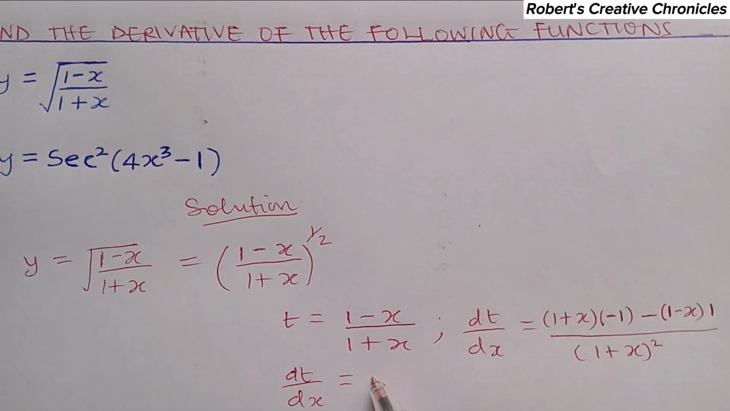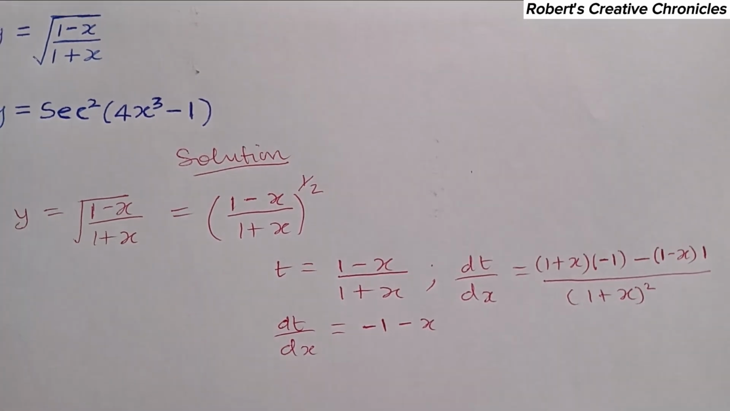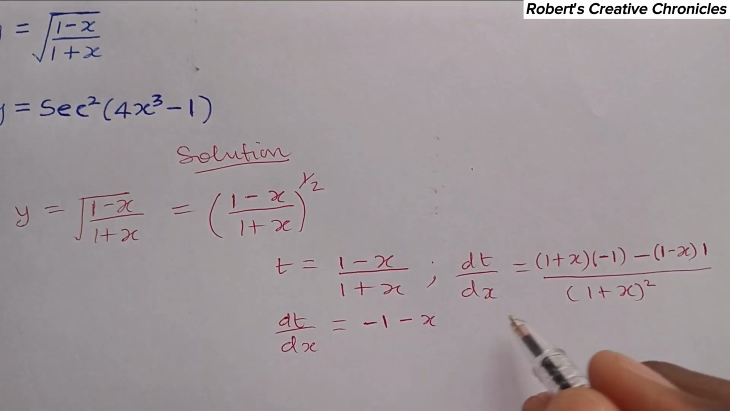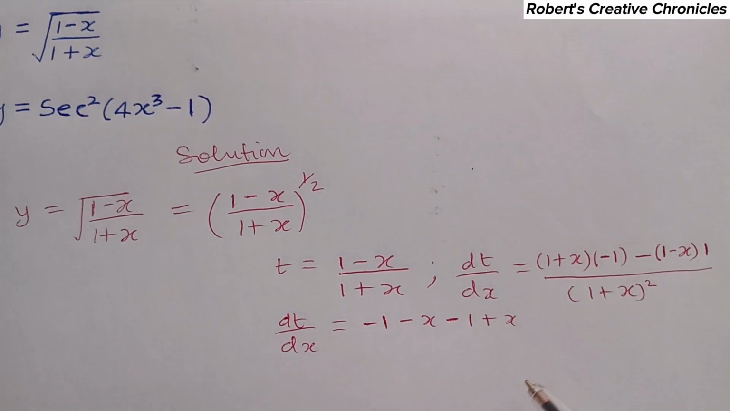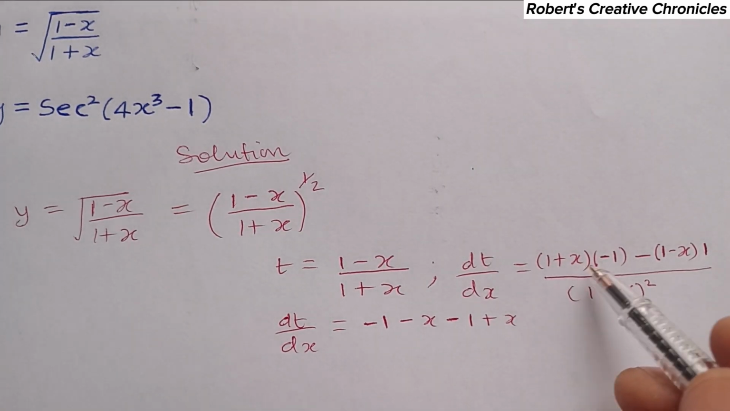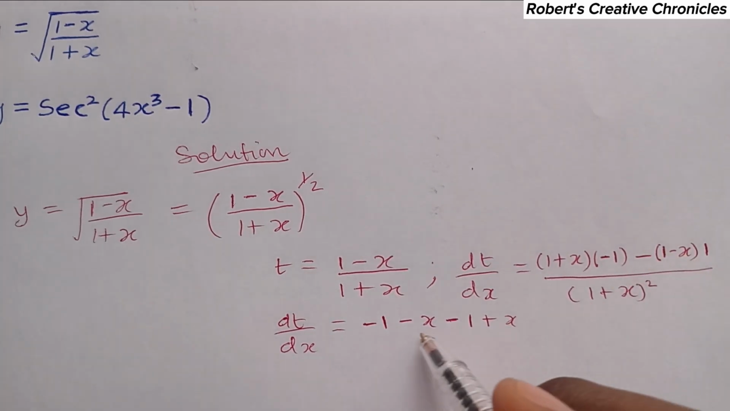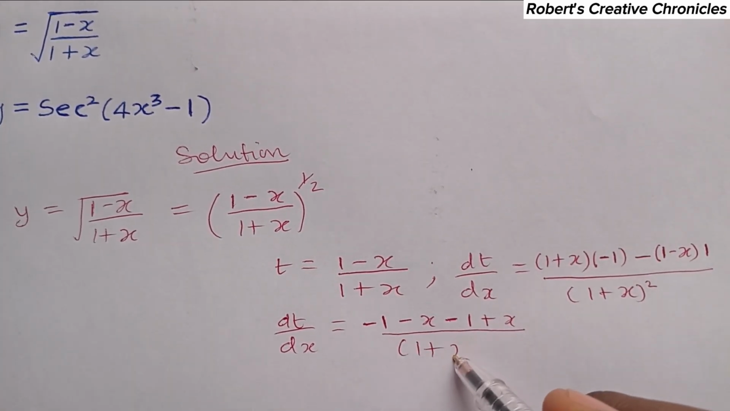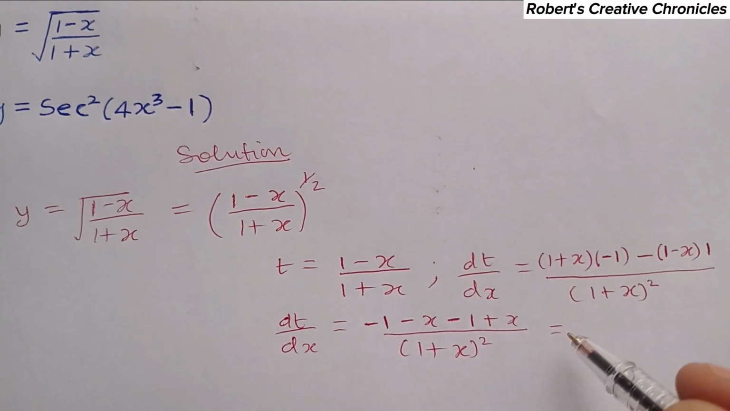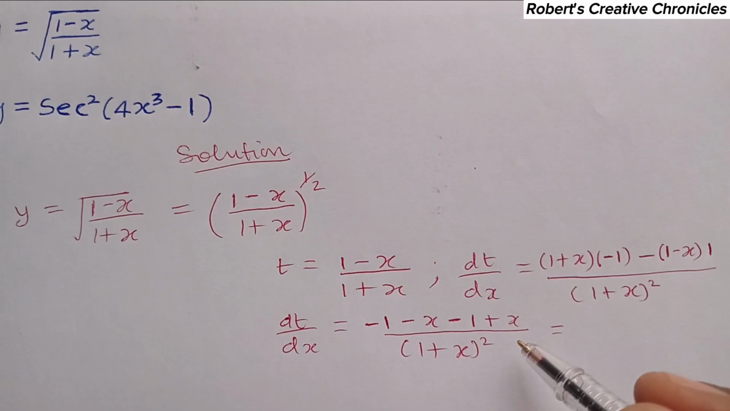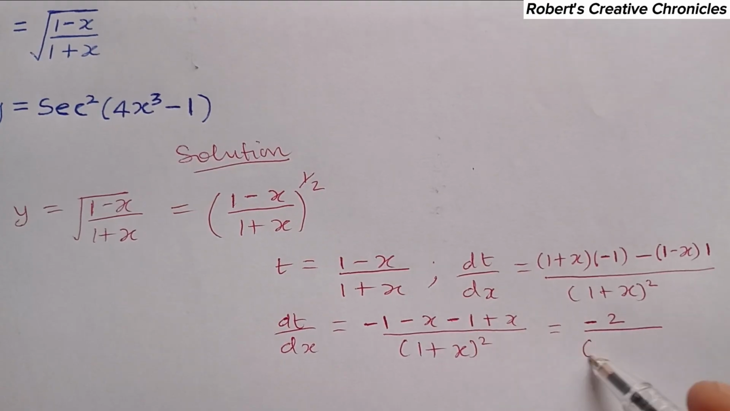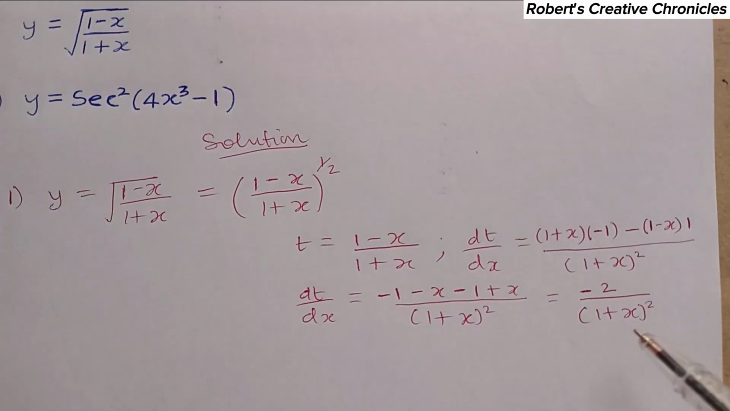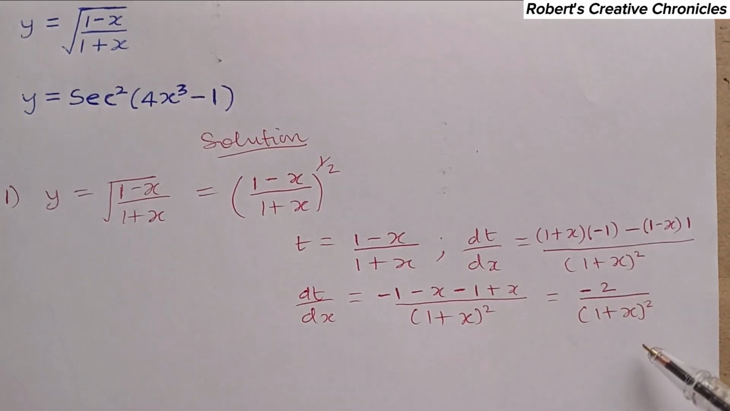If we open this bracket, it becomes minus 1 minus x, then this becomes minus 1 plus x. This is minus 1 minus x, then minus 1 plus x, over 1 plus x squared. So this negative x and x will cancel. Then it becomes minus 2 over 1 plus x squared. So it becomes negative 2 over 1 plus x squared.